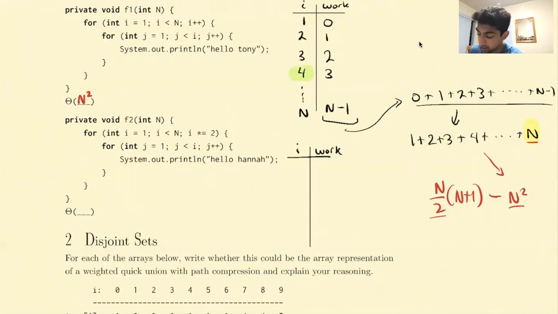Okay, so when i is equal to 1, we never print out hello, Hannah, right? Then when i is equal to 2, right, this is how i changes over time. So we can see for every value of i, similar to the first example, we're basically doing i minus 1 work, right?